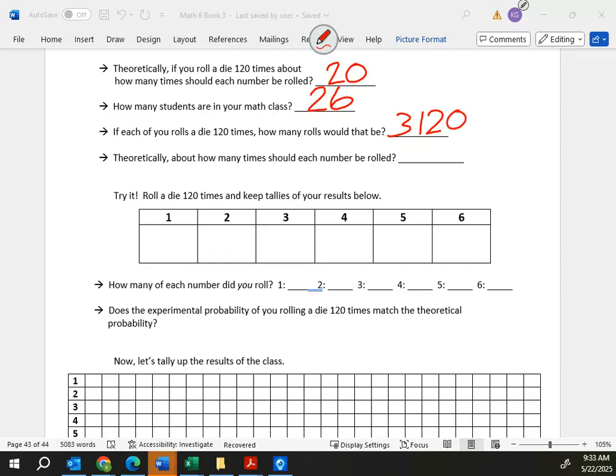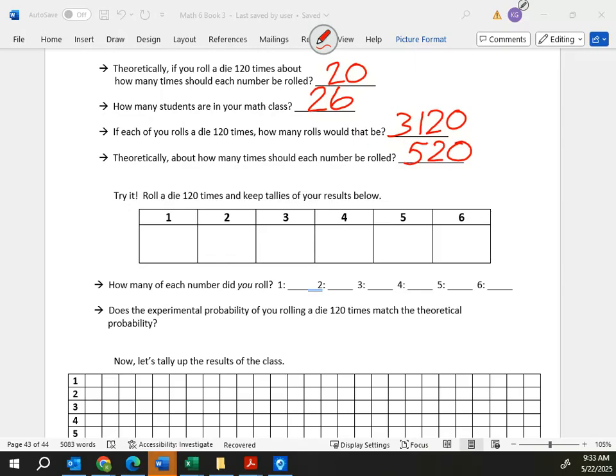Oh boy. Theoretically, how many times should each number be rolled? James? Do the math on your calculator. Adeline? 3,120 rolls, and there are 6 numbers on a dice. Emma? 520. We take 3,120 divided by the 6, and we get 520.